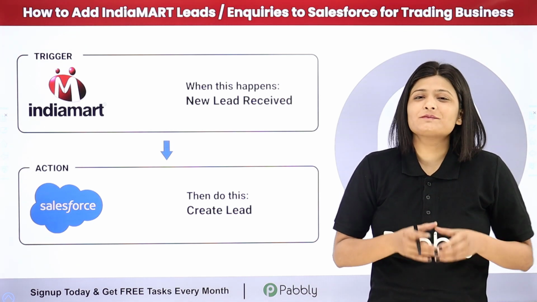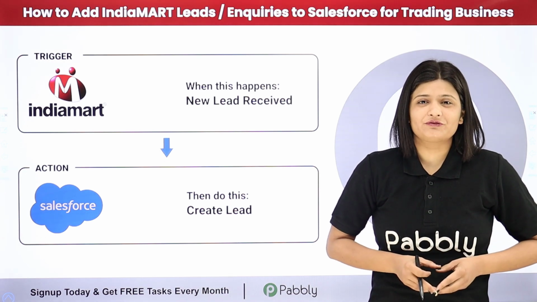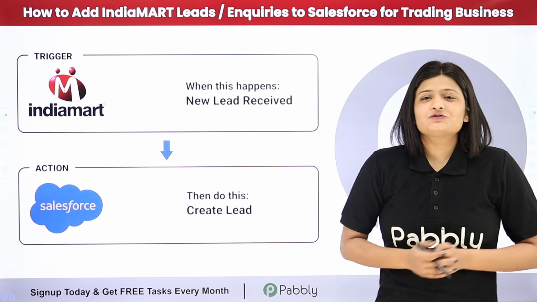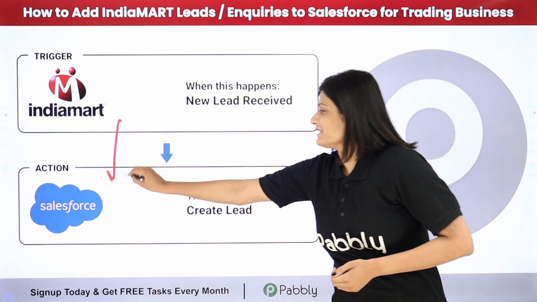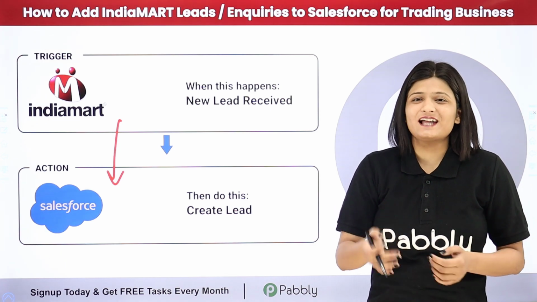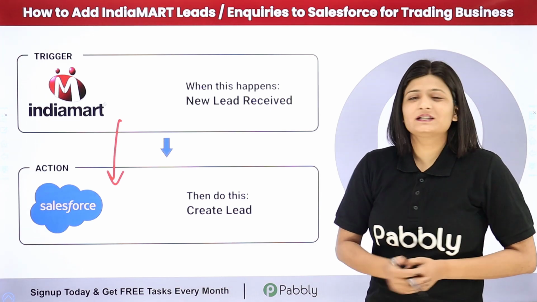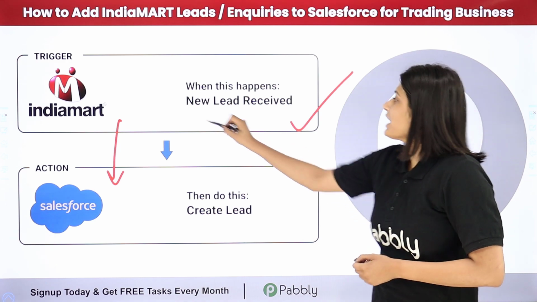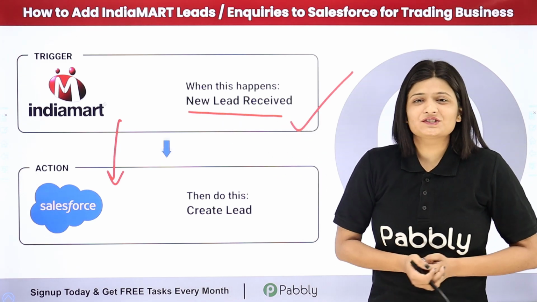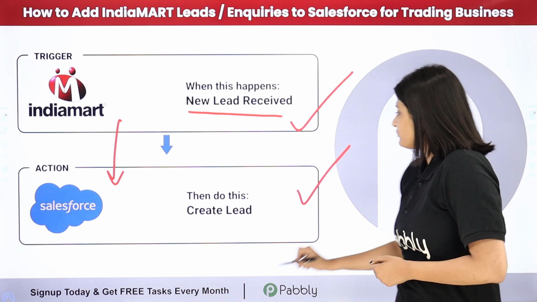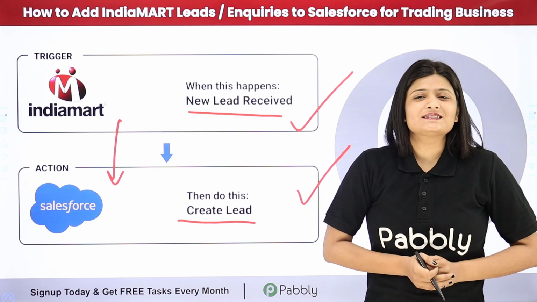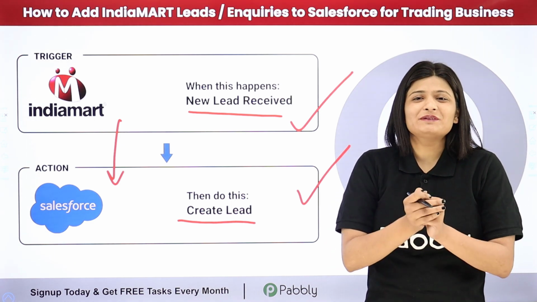So Pabbly Connect is an amazing automation and integration software which requires no coding or programming skills. Here I just need to build a connection between IndiaMART and Salesforce. Pabbly Connect runs on two principles, which is trigger and action. Here as my trigger application, I am going to take IndiaMART from where I will receive a new lead or new inquiry. And then in my action application, I am going to take Salesforce where this lead will be created automatically.